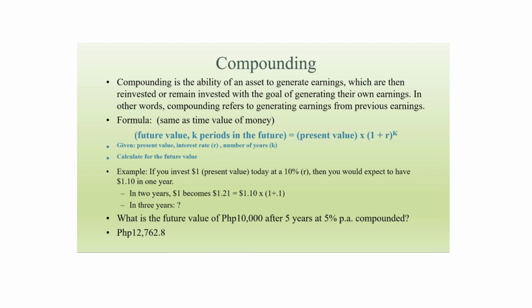Here is an illustration lifted from the ebook about $1 invested at 10% interest rate. Next year the future value will be $1.10, and in 2 years' time, it becomes $1.21. How about in 3 years? To find out the future value of $1 in 3 years earning 10%, simply apply this formula. But for my example, to compute the future value of 10,000 after 5 years at 5% interest per annum compounded, if you get the answer 12,762, we will say that your 10,000 has grown to 12,762.80 after 5 years, assuming 5% interest rate per annum.